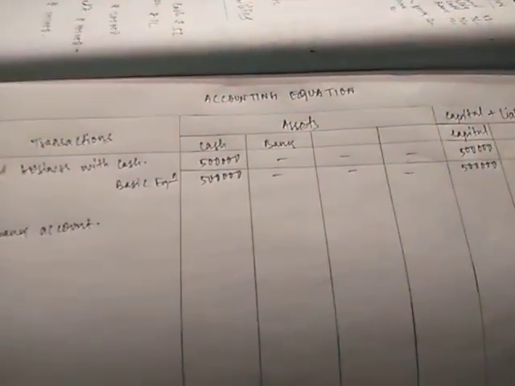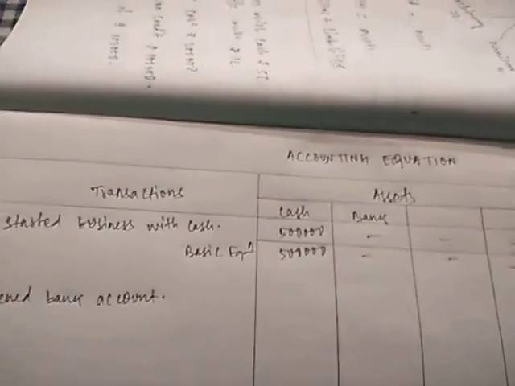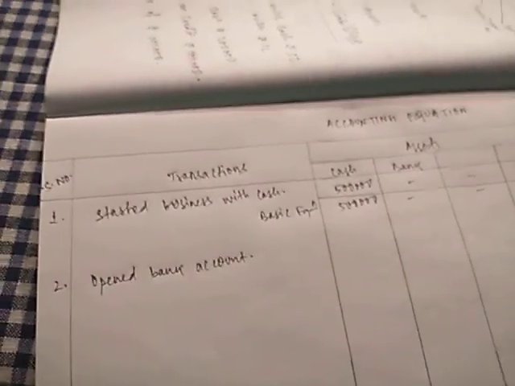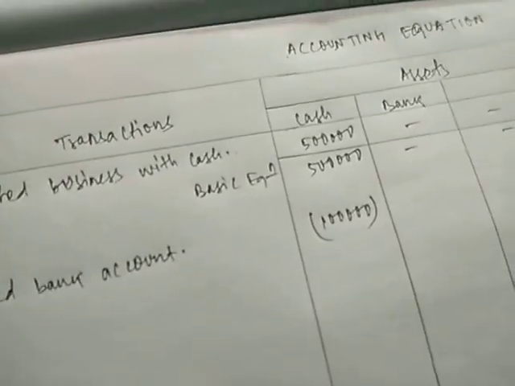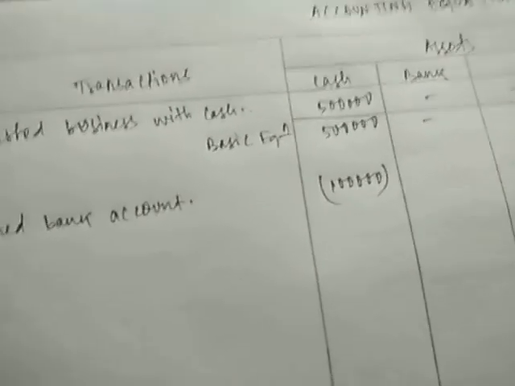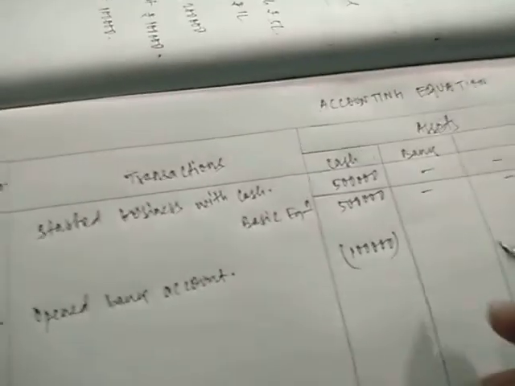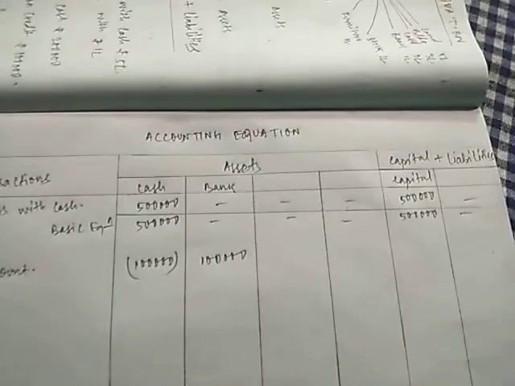Now bank account was opened with rupees 1 lakh. So we have invested rupees 1 lakh cash in the bank, we have deposited rupees 1 lakh cash in the bank, so our cash is reduced by rupees 1 lakh. So always remember, we don't write minus here, we will not use the symbol of minus, just write that rupees 1 lakh in bracket, that will be minus. This bracket will represent the amount is in negative. So in cash we have subtracted rupees 1 lakh, and that rupees 1 lakh will go to bank.